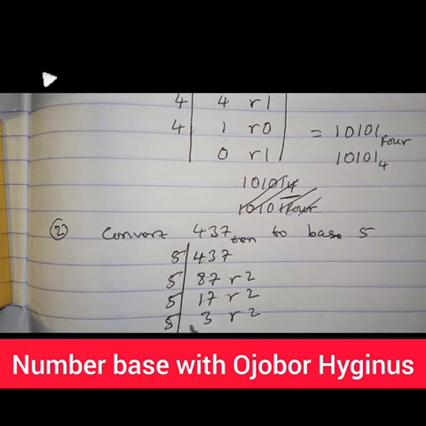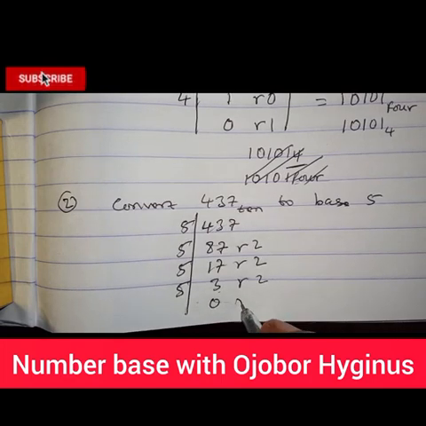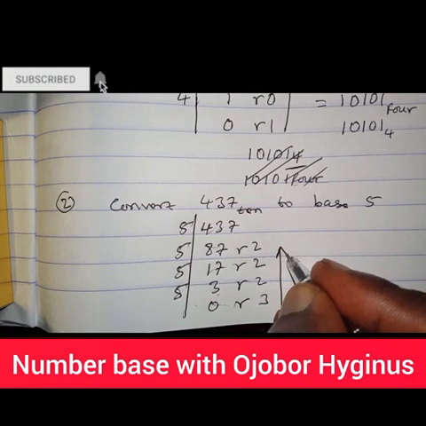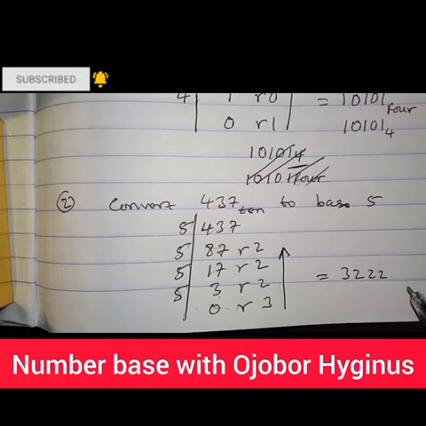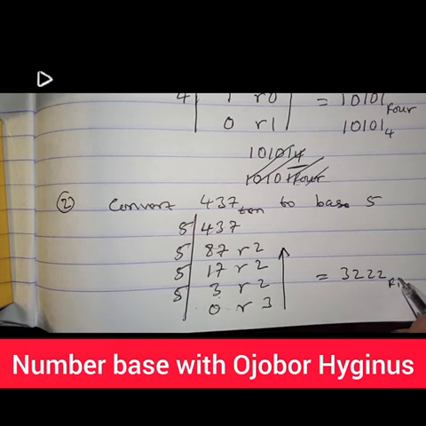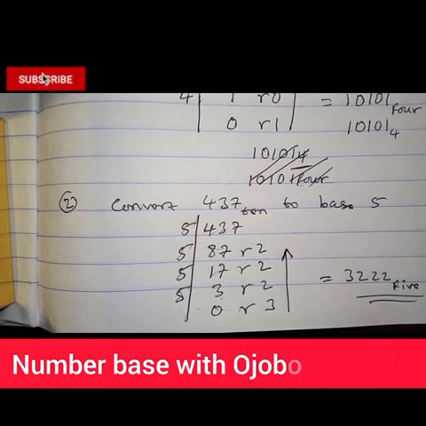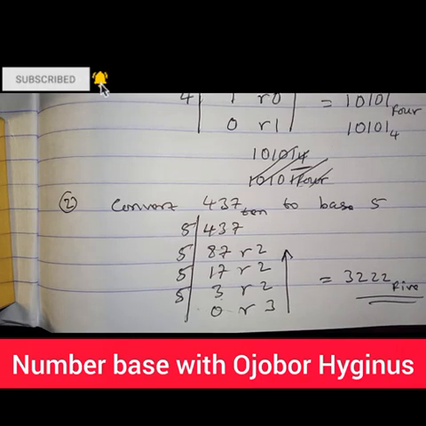Divide 3 by 5. Since 3 is less than 5, you now write 0 and write the 3 as remainder. At this point, we stop and read from the bottom to the top. So we have 3, 2, 2, 2 in base 5. So we have been able to convert 437. So the number 437 in base 10 is equivalent to 3222 in base 5.